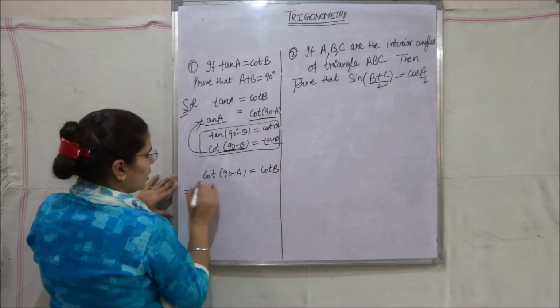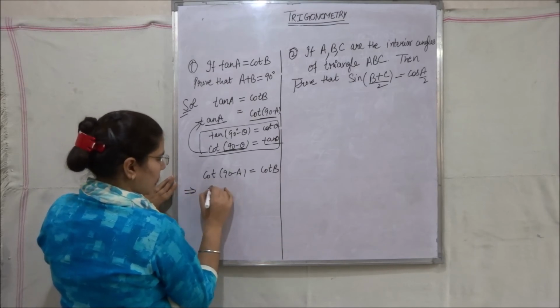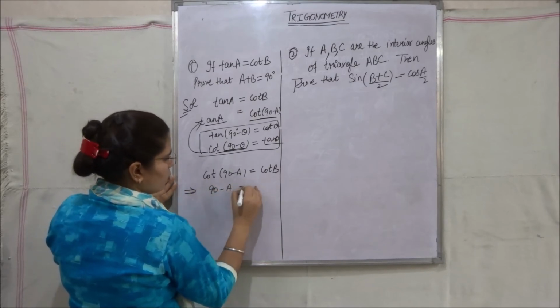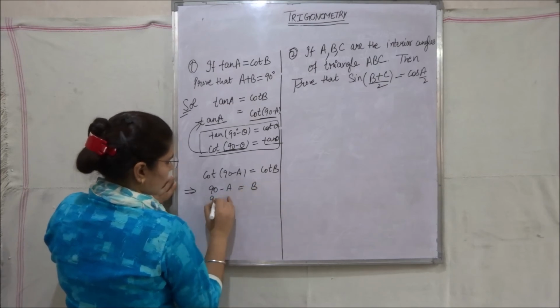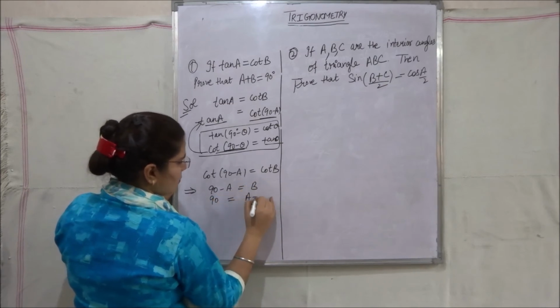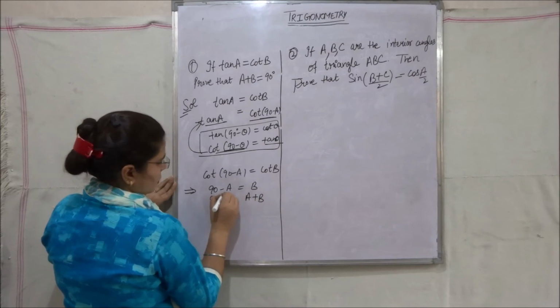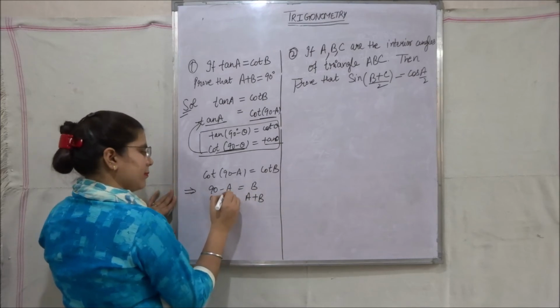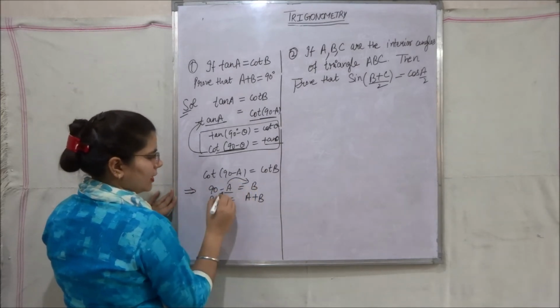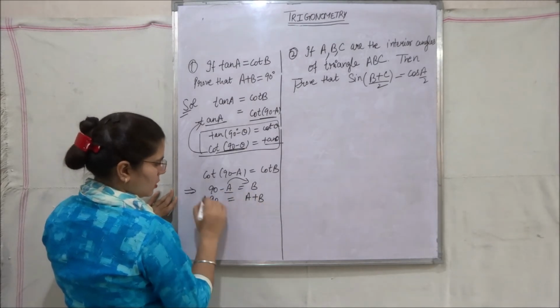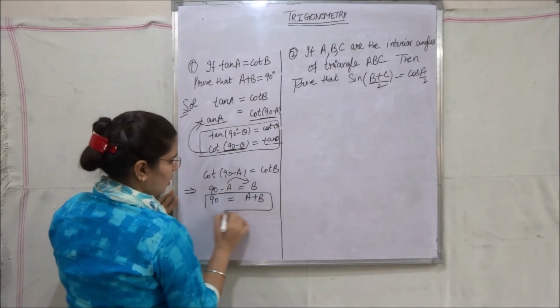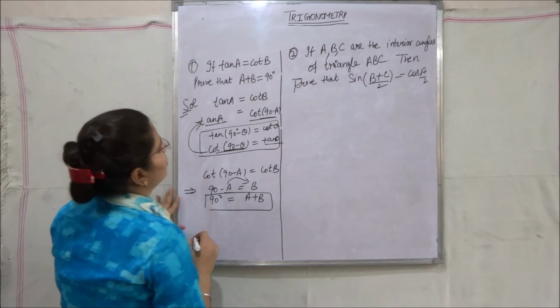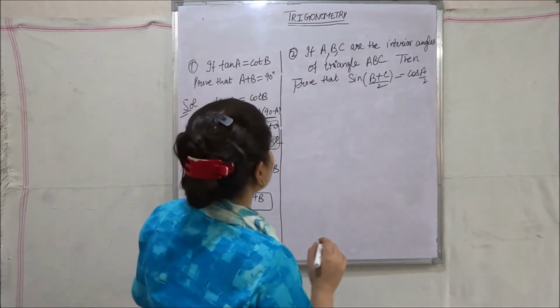So taking cot inverse on both sides, 90 minus A equals B, so 90 equals A plus B. Whenever we take A to the right hand side, the negative sign changes into positive. Hence A plus B equals 90 degree. So we solved this question.